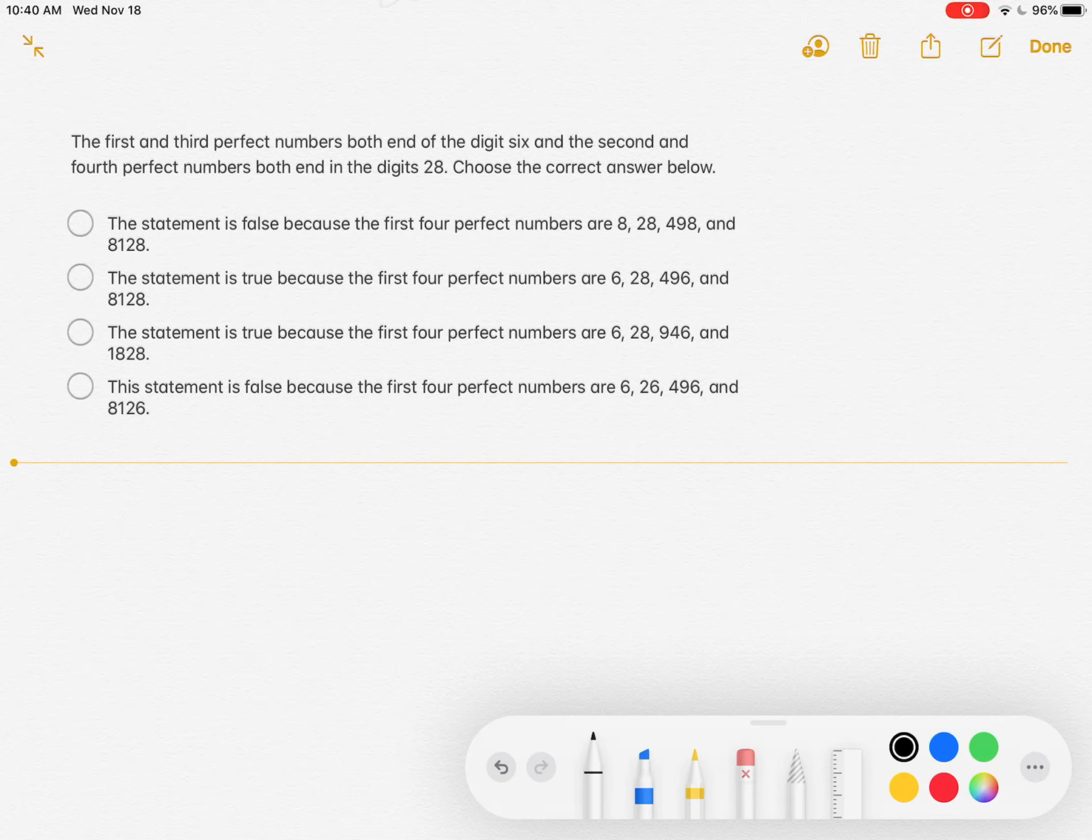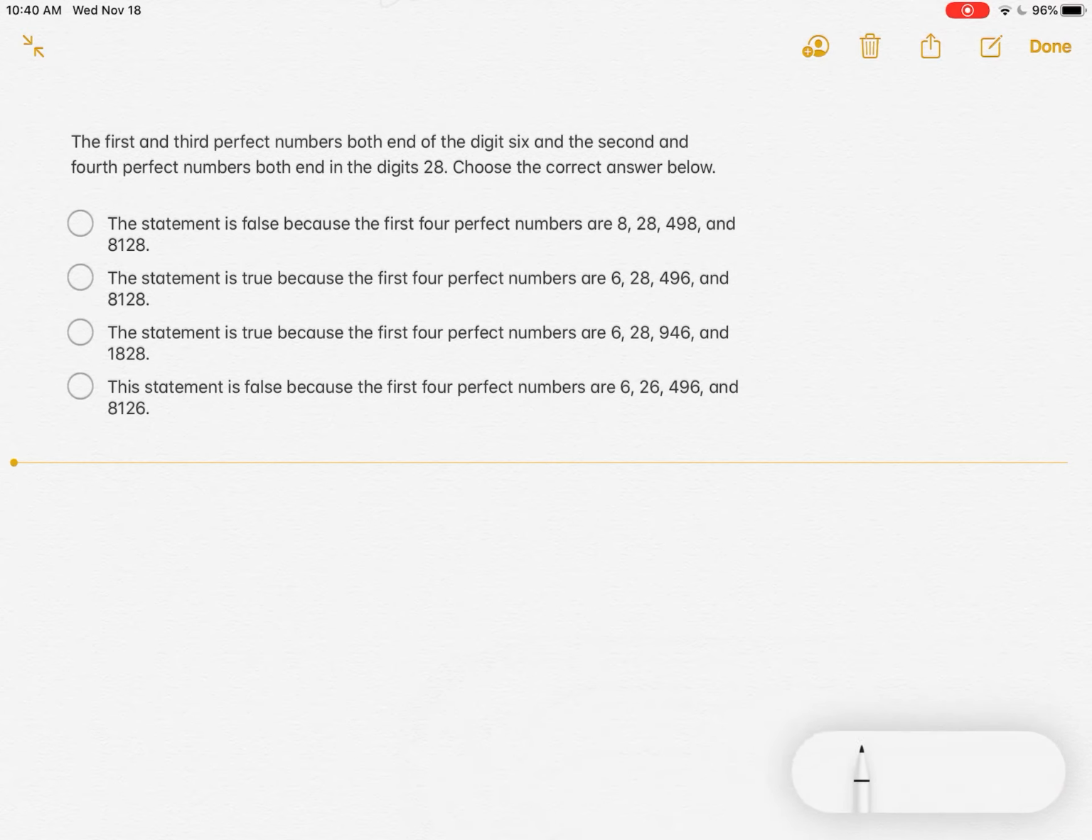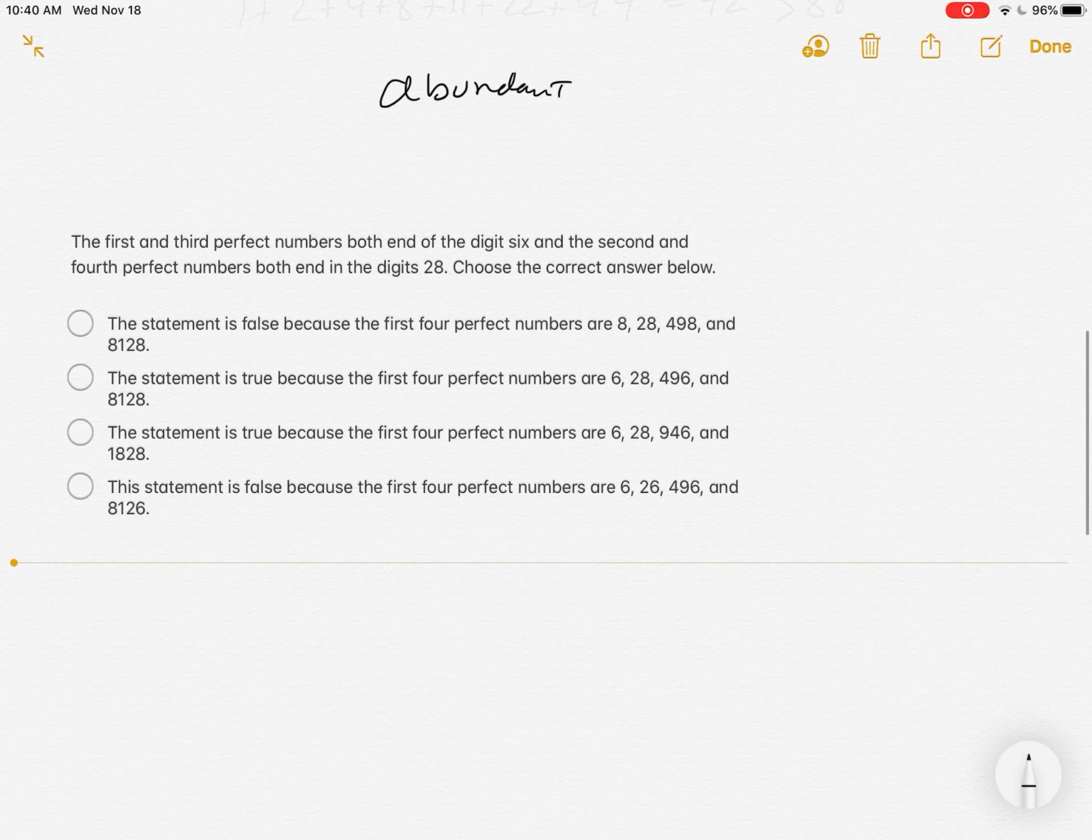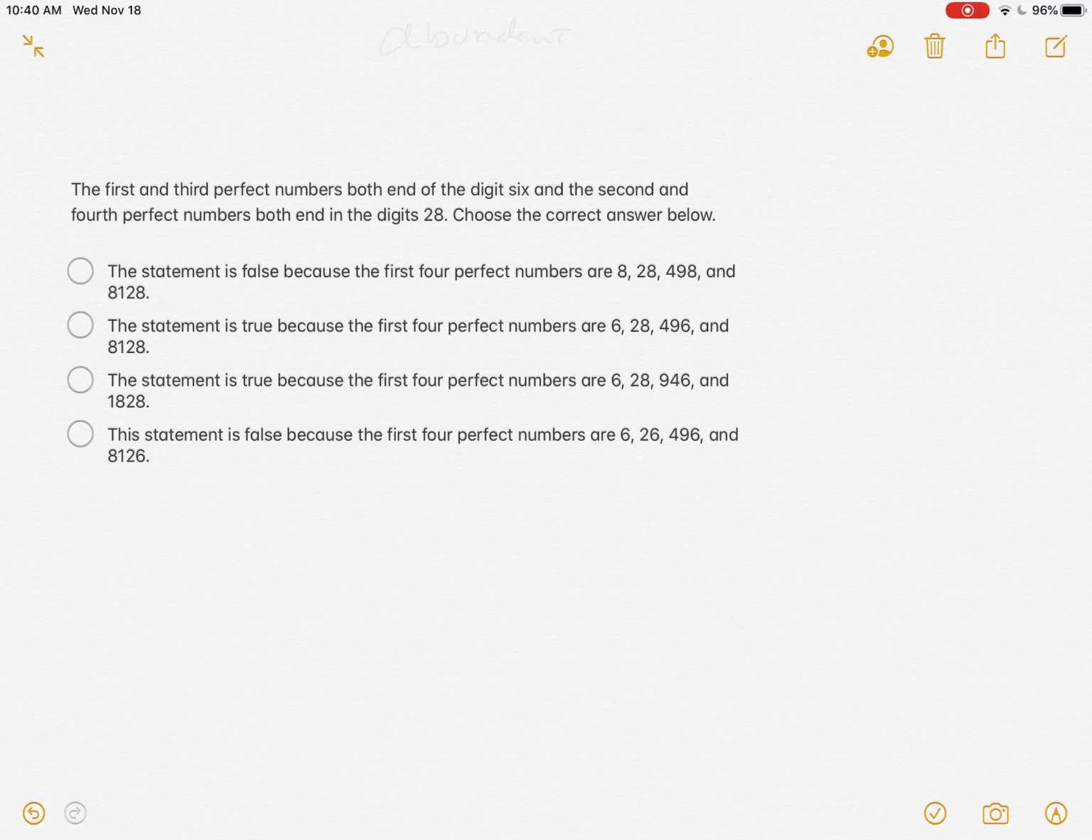Second one, the statement is true because the first 4 perfect numbers are 6, 28, 496, and 8128. The next one says the first 4 perfect numbers are 6, 28, 946, and 1828. So we can see that there's some differences there. We'll be able to rule out, actually we saw 28 was perfect, and we saw that 26, by a question that we did, was not perfect. So we can rule out C. I'm sorry, we could rule out D. The answer really is one of the middle two.